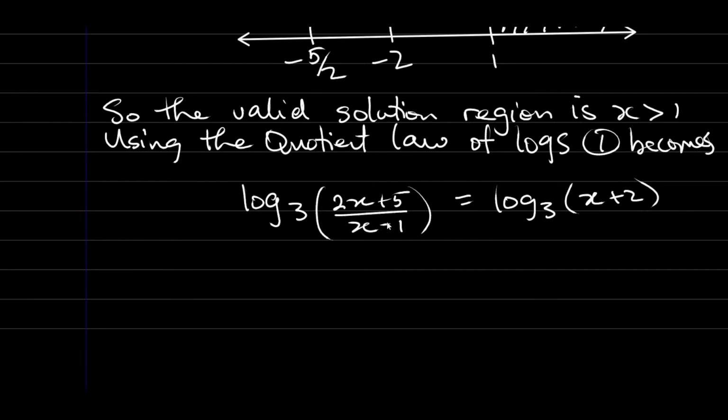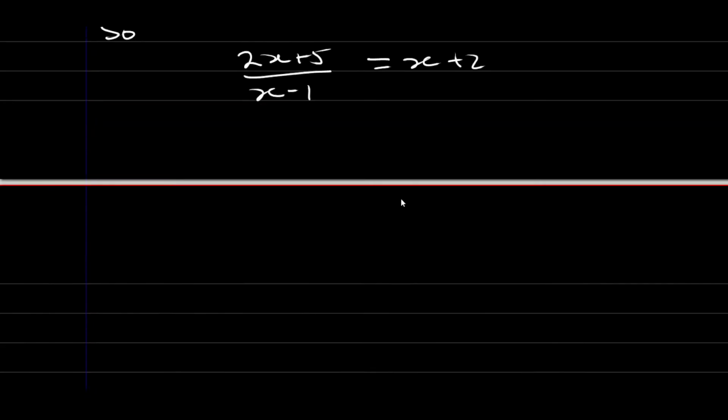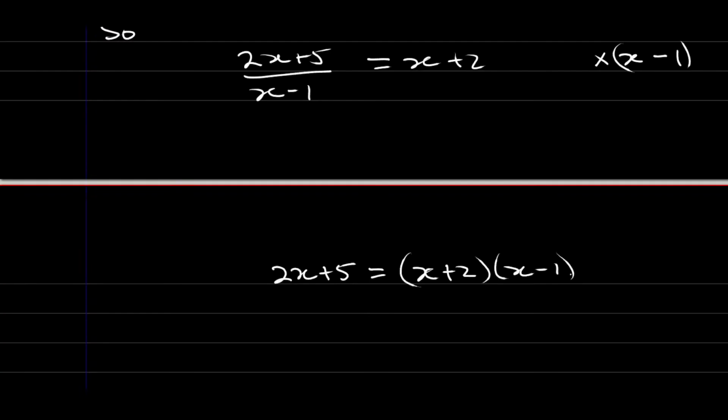Right? So then that means that this is equal to that. So we can say 2x plus 5 over x minus 1 is equal to x plus 2. All right. I'm going to put a new page, and then what we're going to do here is multiply everything by x minus 1, not 2, 1. So we're going to multiply everything by that. That means we're going to end up with 2x plus 5 is equal to (x plus 2) into (x minus 1).